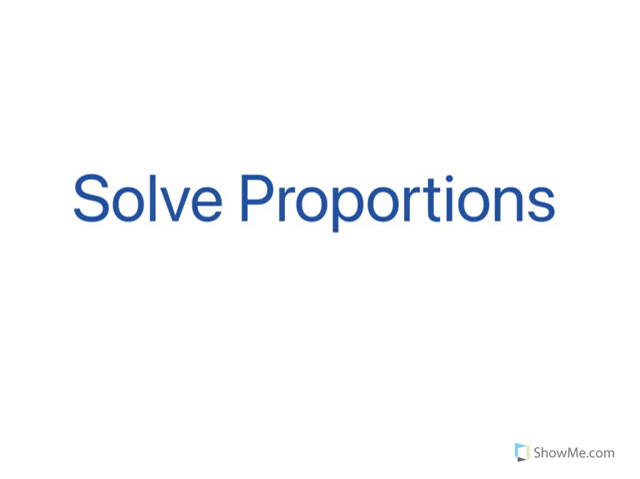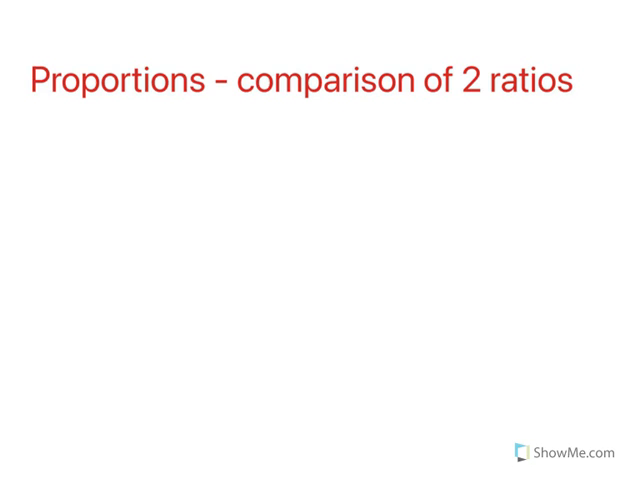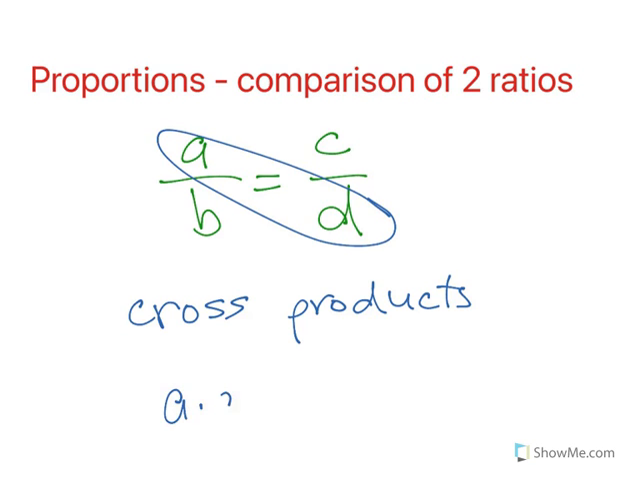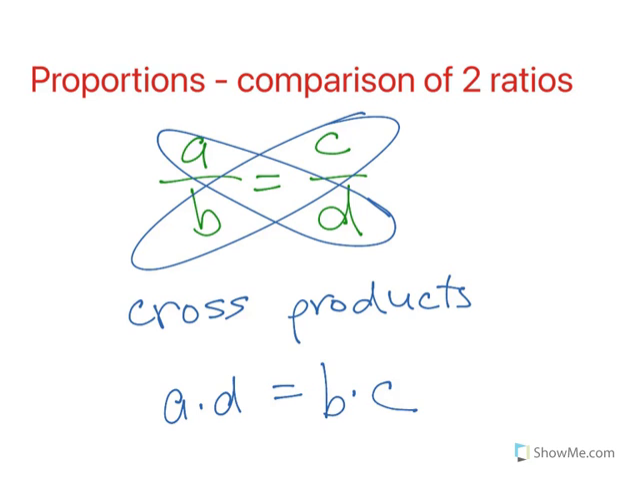Let's solve proportions, one of the most fun topics in mathematics. A proportion is a comparison of two ratios. So think A over B equals C over D. To solve proportions, we use something called cross products, or cross multiplying, meaning A times D would equal B times C. That's why it's called a cross, because we use this diagonal, cross-type thing.